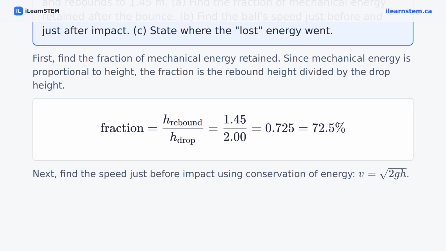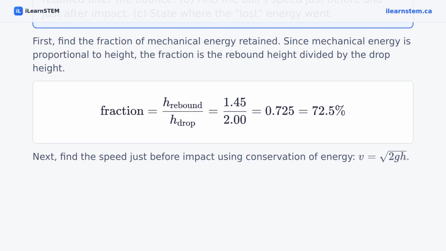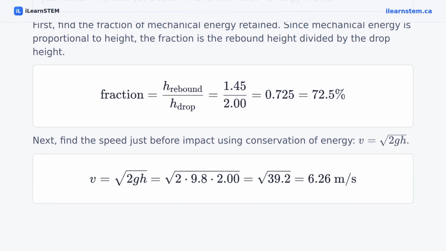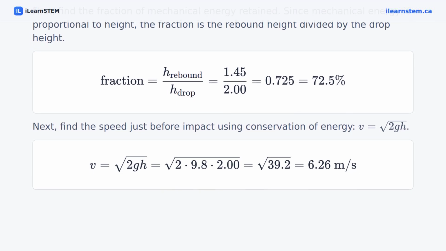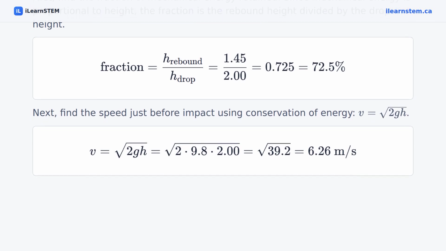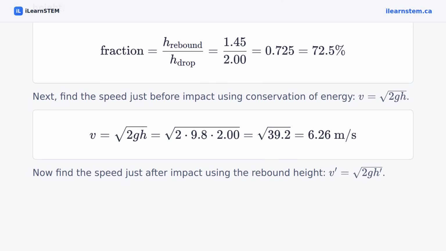Next, find the speed just before impact using conservation of energy. The speed equals the square root of 2 times g times the drop height. V equals the square root of 2 times 9.8 times 2.00, which is the square root of 39.2, giving 6.26 meters per second. Now find the speed just after impact using the rebound height.